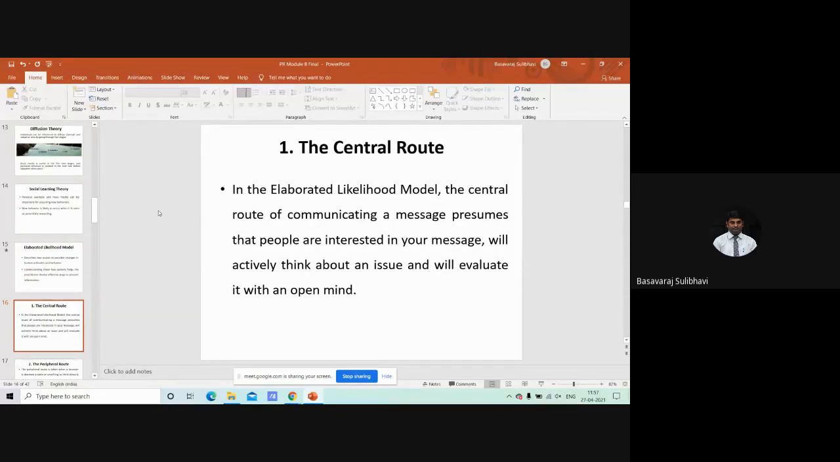So the central route always gives some sort of positive vibes to the organization, believing that the target audience or public we intend to reach with a certain type of message is already ready to receive it. They have some interest in the type of issue you are going to discuss with them, and they will have a completely open mind to evaluate the issues.